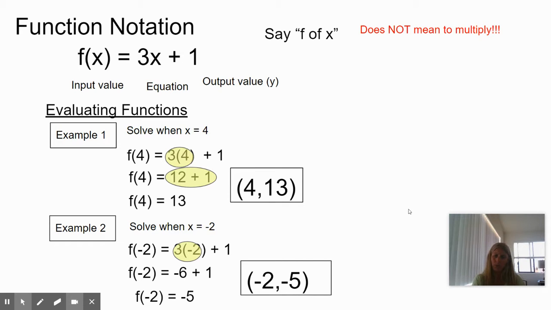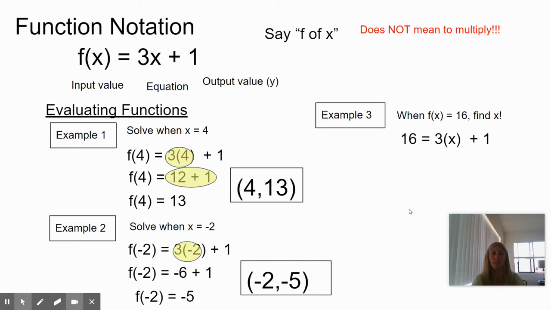Now, you're going to also see these problems in the opposite way, where basically you're given your y, you're given your f of x, and you need to go ahead and solve for x. So in this third example, it tells you when f of x is 16, find x. So all we're going to do is take that original equation, f of x equals 3x plus 1, and replace f of x with 16, a direct substitution. So that becomes 16 is equal to 3x plus 1. Now we're solving for x. We already know what our y or our f of x is. So we're going to subtract 1 from both sides, and that gives us 15 equals 3x. Finish up by dividing both sides by 3.